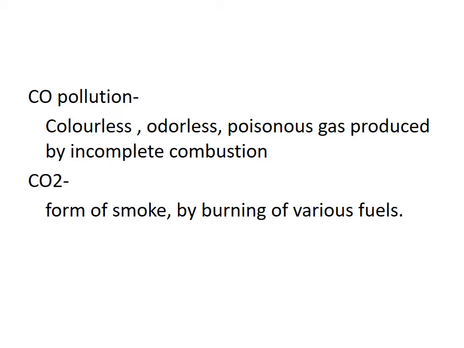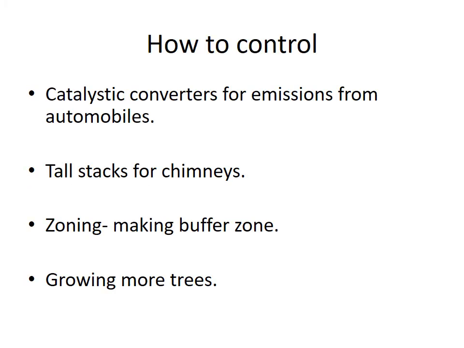CO pollution. CO means carbon monoxide, a colorless, odorless, poisonous gas produced by incomplete combustion. CO2 stands for carbon dioxide, a form of smoke produced by burning various fuels. How to control air pollution? Catalytic converters for emissions from automobiles, so that emissions are filtered when they come from automobiles. Then tall stacks for chimneys, and zoning, making some buffer zones.